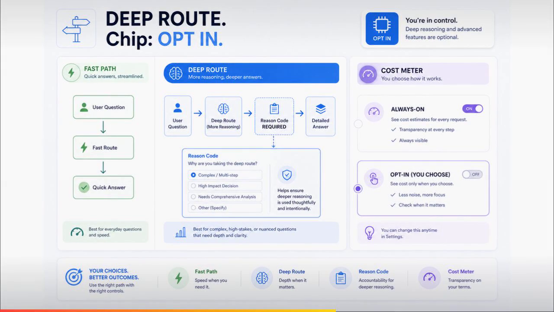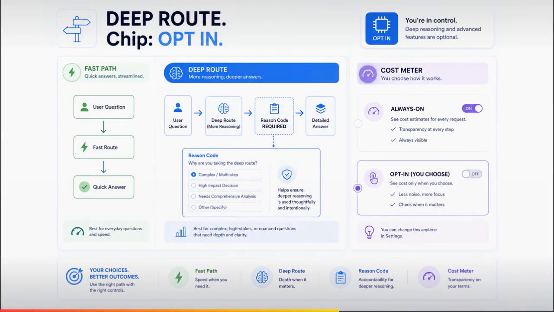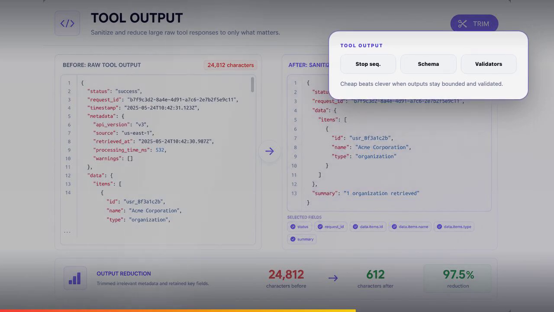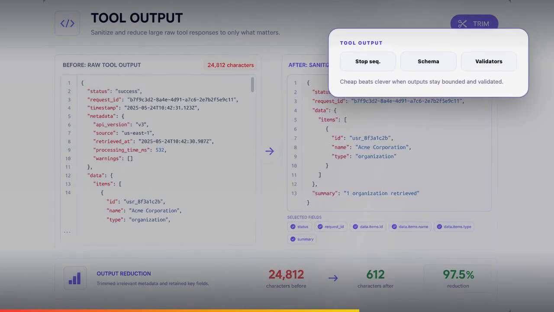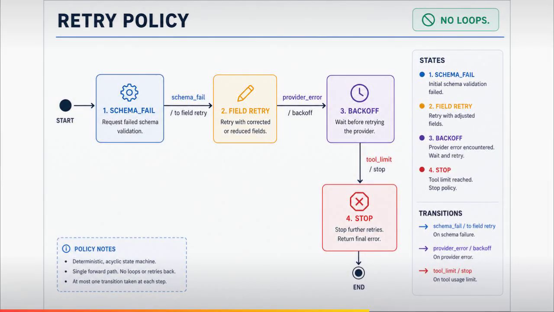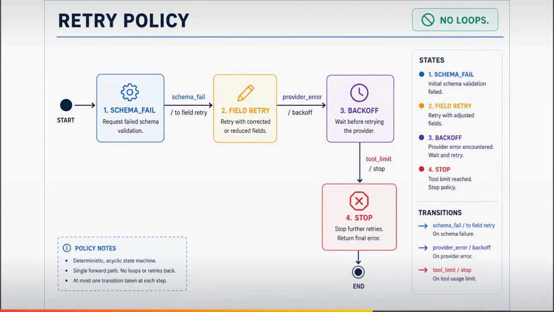For the deep route, require a reason code. Planning, high-risk actions, and unresolved validation failures qualify. Simple formatting, extraction, and summaries should stay out of that lane. Tool output can be a silent token bomb. Summarize long tool results, cap characters, and pass only the fields the model needs next instead of dumping raw JSON. Retries need rules. Retry schema failures narrowly, back off provider errors, and never let an agent loop just because the last answer was messy or incomplete.